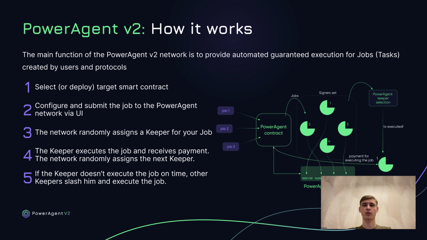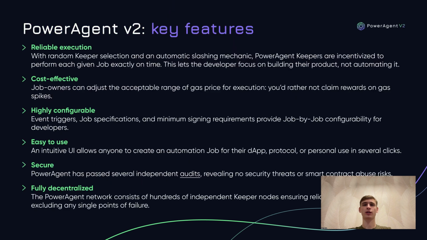Reliable execution, because Power Agent keepers are incentivized to perform the job on time. Cost effectiveness, because job owners can specify the maximal acceptable gas price for execution of their task. Highly configurable. Event triggers, job specifications, minimum signing requirements, all this provides configurability for developers. Easy to use, because an intuitive UI allows anyone to create an automation job with just a few clicks.